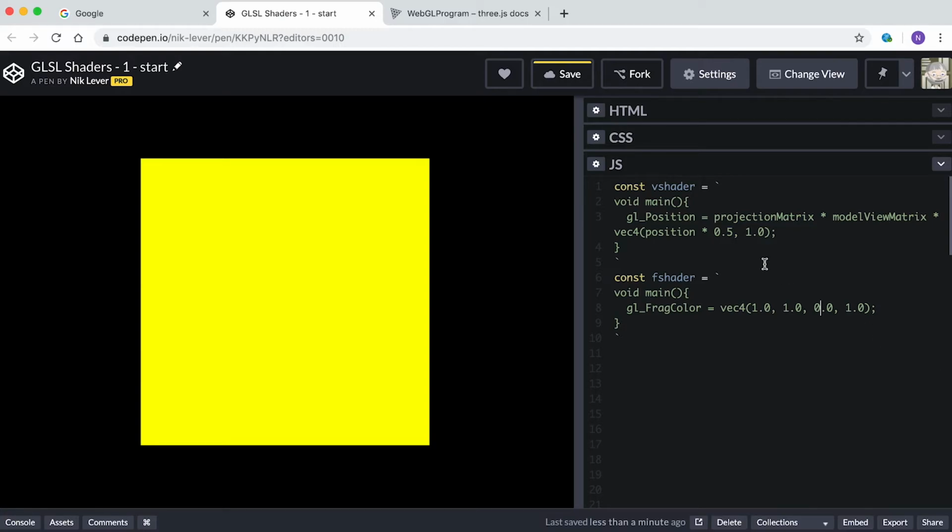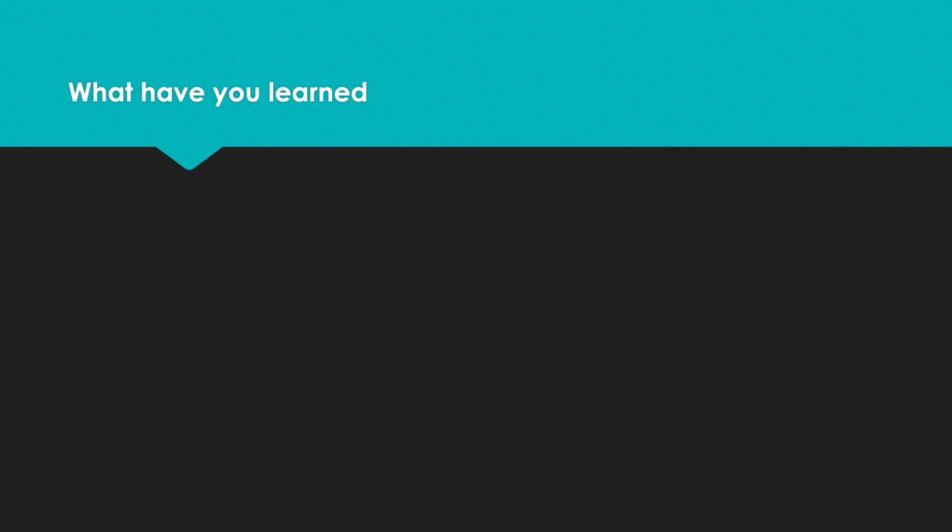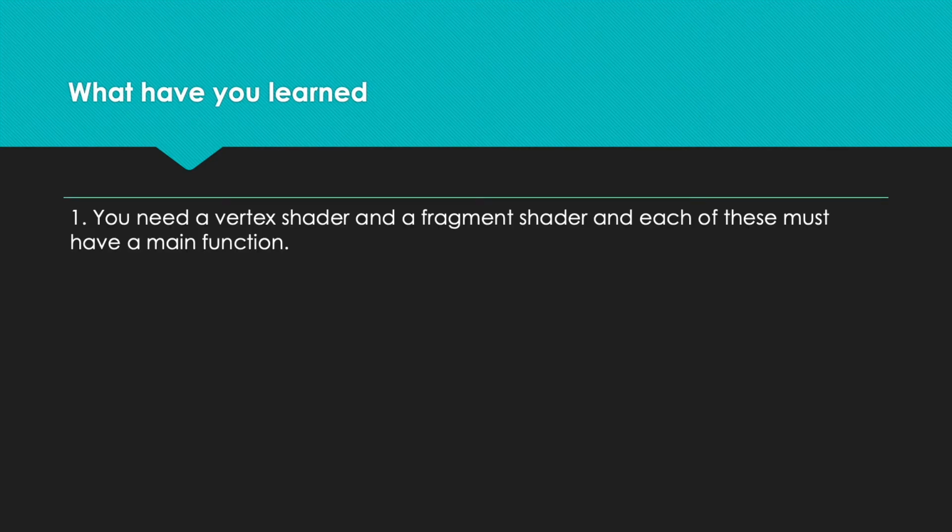Most of what we've learned so far has been based on the setup of an environment in which we start to write GLSL code. What are the most important things to take away from this video? One, you need a vertex shader and a fragment shader, and each of these must have a main function.